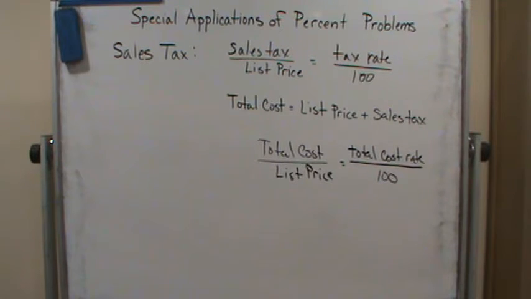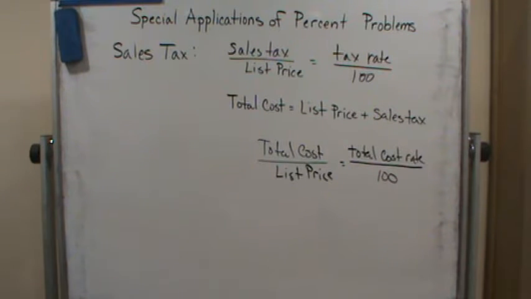Okay? So let's do an example. So in this example we have electrical trades. And it says if the retail sales tax rate is 7.75% in a certain city, how much would you pay for a digital multimeter with a list price of $76.50?